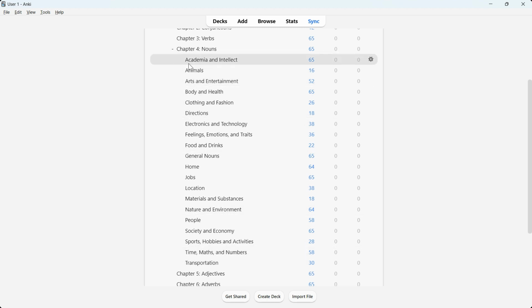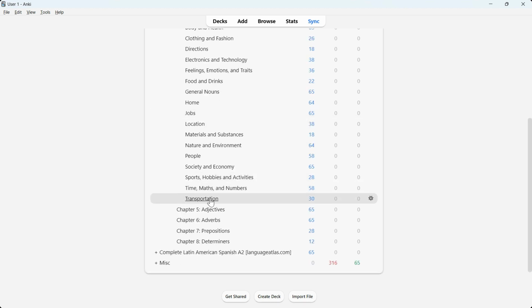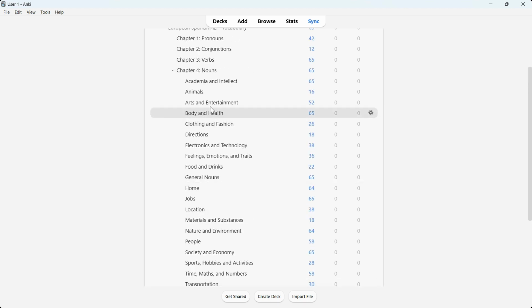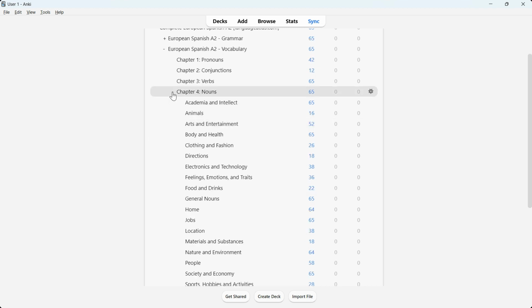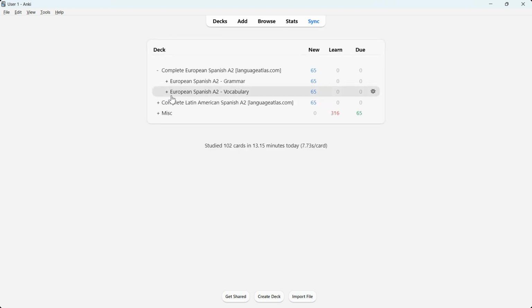Now what I've done is that I've categorized all the different nouns by theme. So if you're interested in academia and intellect, you can do so. If you're more about clothing and fashion, you can do so. If you wish to learn more about jobs, you can do so. If you wish to learn more about transportation, you can do so. Whichever theme you're interested in, you are able to learn it. Now that was a quick overview of the course structure of the complete European Spanish A2 one.